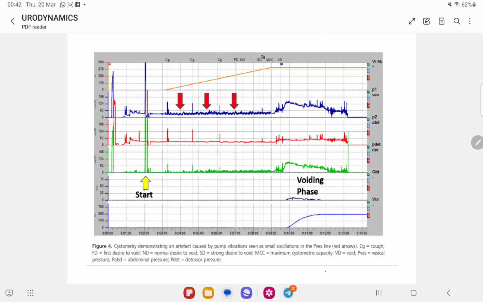So in a urodynamic, you can see this is cough. It is corresponding to the rise in the abdominal, the rise in the vesical and abdominal, but there is no leak. Here they will demonstrate leak. So in filling phase you can see no leak, but in voiding phase you can see the leak. So this is the rise, okay, and now there is no leak, so it is a normal urodynamic. This one is the first desire to void. This one is the strong desire to void. This is the maximum cystometric capacity.